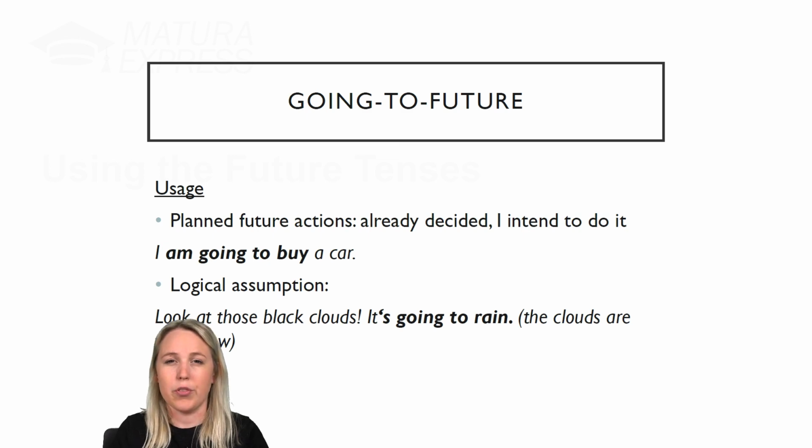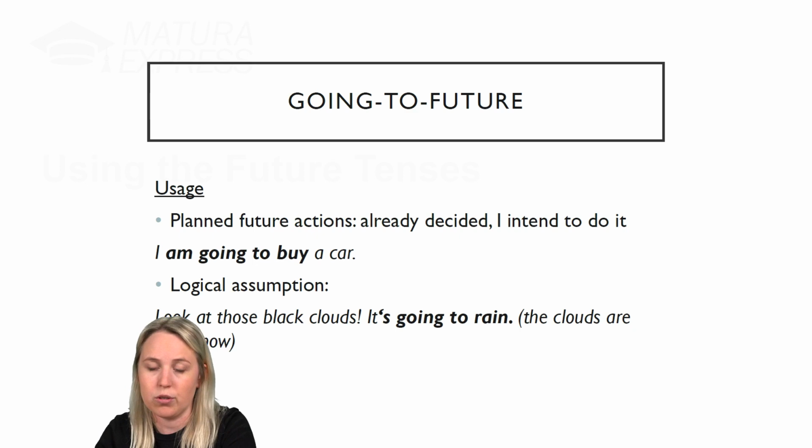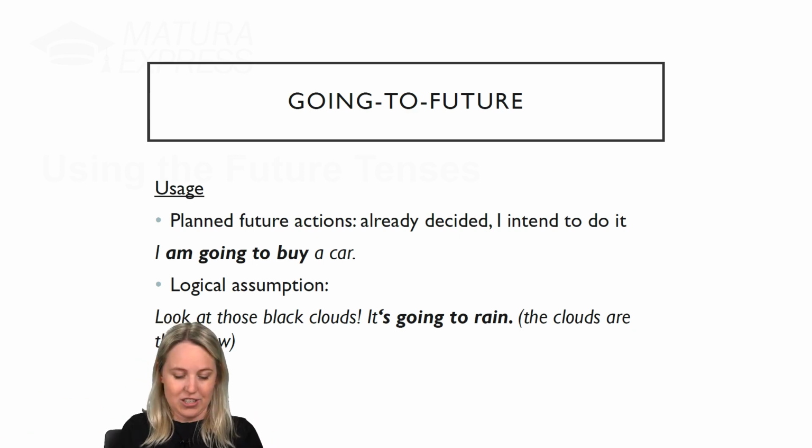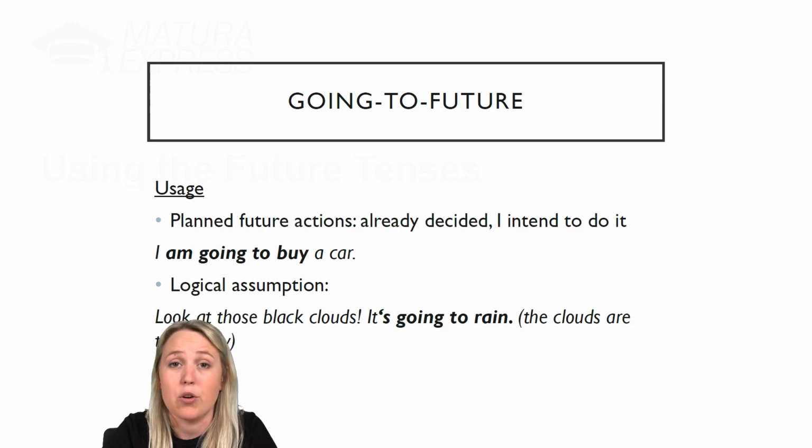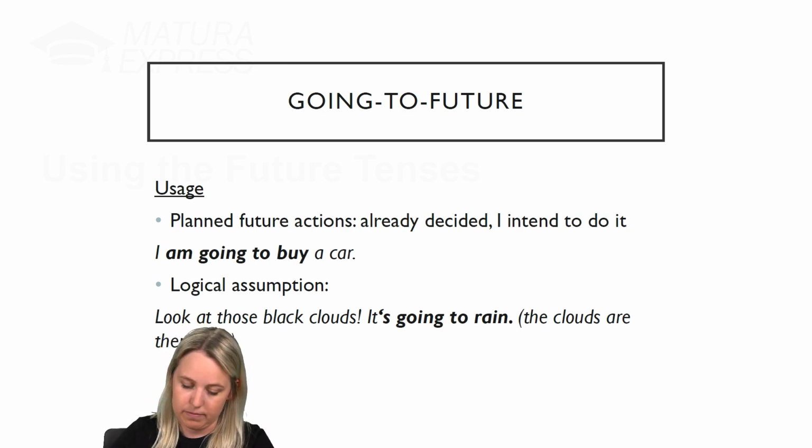Good. Then we use it for logical assumptions. So based on the present situation, we can say, okay, it's definitely going to rain. Look at those black clouds, it's going to rain. There are some clouds there now, and based on this fact, it's going to rain. Good. So that's the going to future.